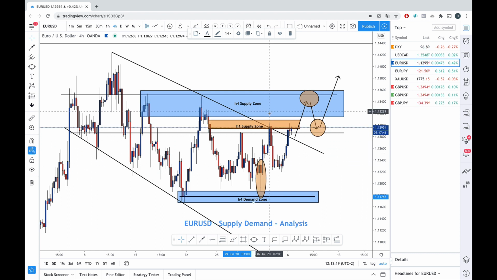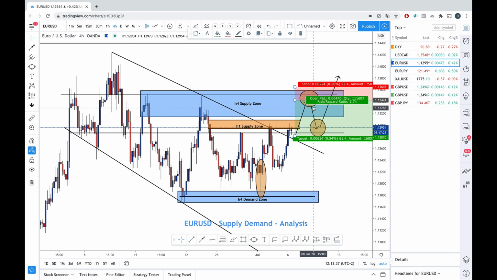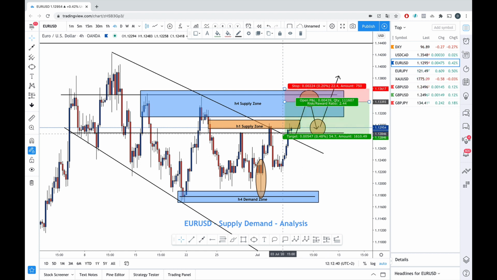Now again, short because of the supply zone. We are again at the supply zone, and I'm expecting price to push even higher to the supply zone here. At this supply zone, we've got a nice potential short setup where I'm expecting a nice price action call. It depends on your price action skills to find a great entry here.